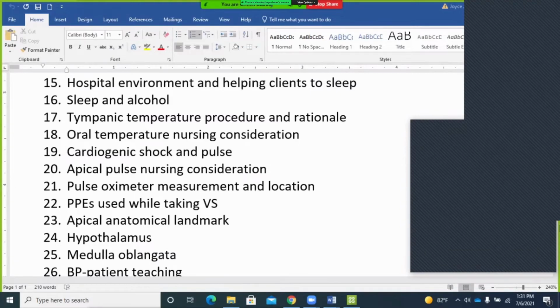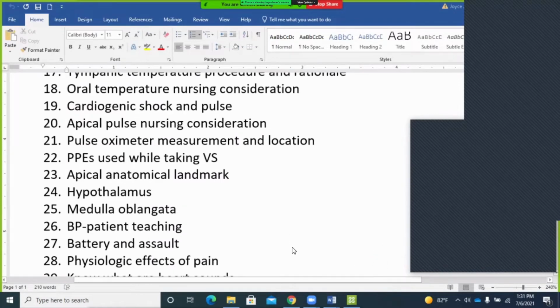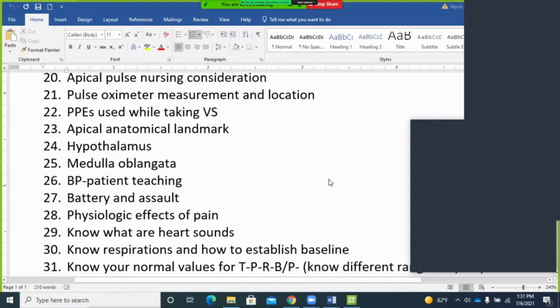Hypothalamus regulates body temperature. Okay? It's a part of our brain. How about the medulla oblongata? Medulla oblongata, guys. It controls the rhythm of respiration.